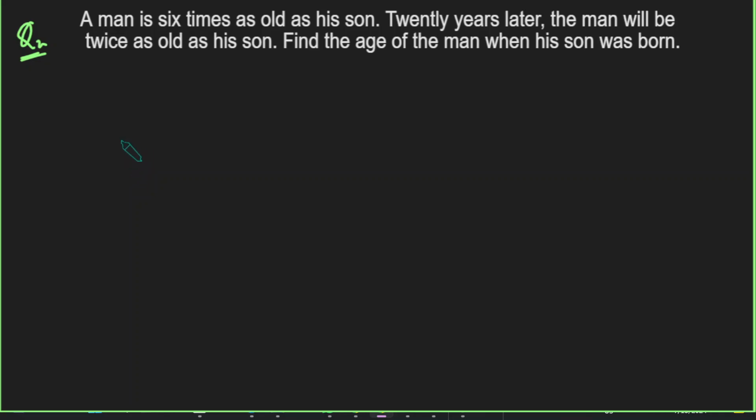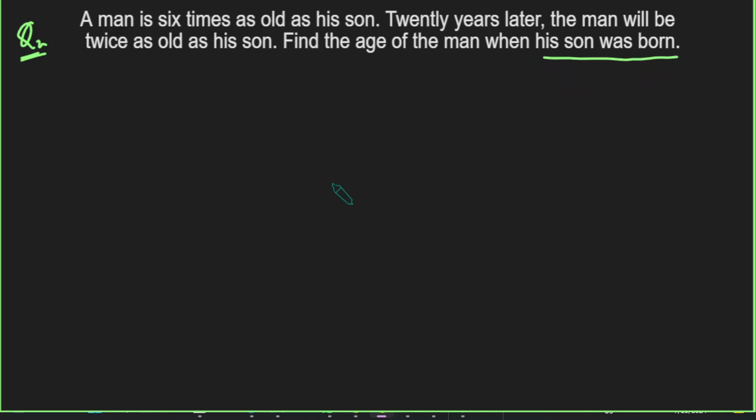Hello everybody, this is a question from grade 7, from the chapter Algebraic Expression and Equation with one variable. The question says a man is 6 times as old as his son. 20 years later, the man will be twice as old as his son. Find the age of the man when his son was born.